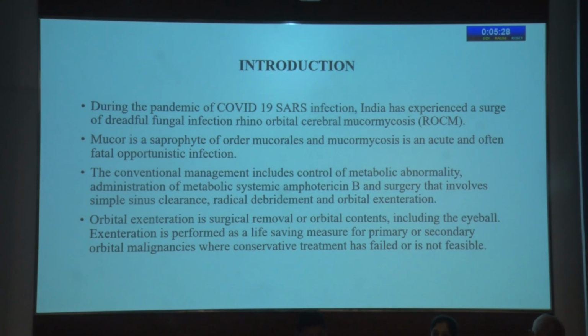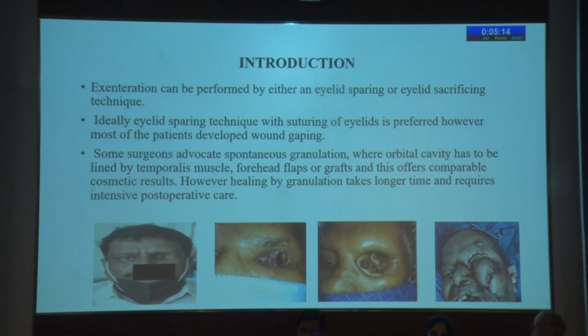Orbital exenteration is a surgical removal of orbital contents, including the eyeball. Exenteration is performed as a life-saving measure for primary or secondary orbital malignancies where conservative treatment has failed or is not feasible. So exenteration can be performed by either an eyelid sparing or eyelid sacrificing technique. Ideally, the eyelid sparing technique with suturing of the eyelids is preferred.